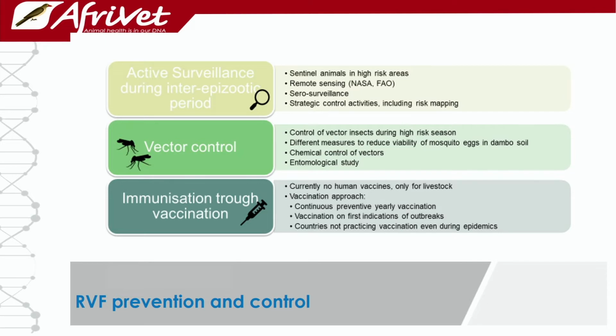You put animals that you can monitor and test on a regular basis to see whether you're starting to see antibodies coming up. Then you know that the virus is circulating. The second tool is remote sensing, which I'll talk a bit about, and then surveillance and so on. And then vaccination is unfortunately one of the most powerful tools that we have. In South Africa, in the past, we used to vaccinate yearly, but it's not done all the time.